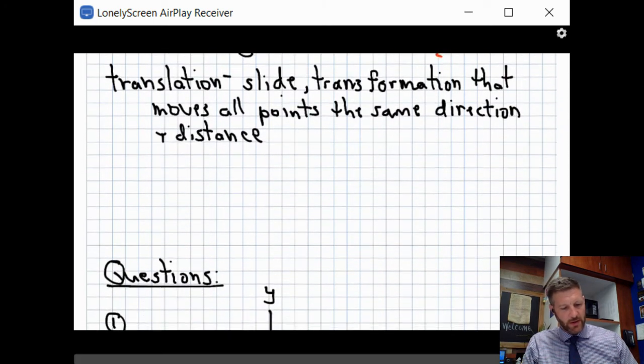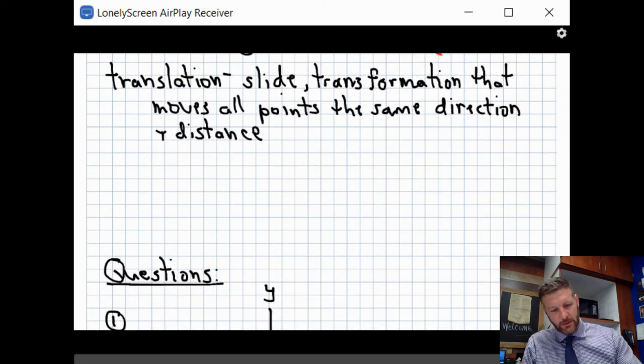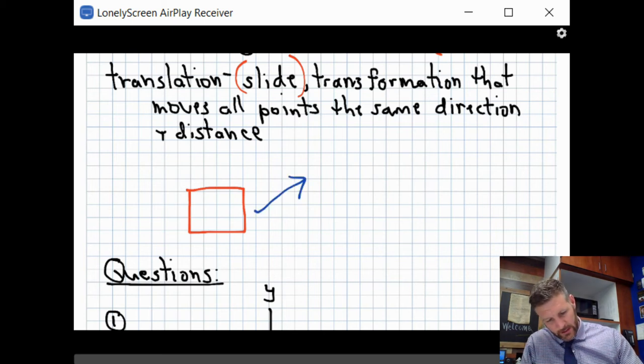And the last one we have is a translation. I already put the short version, but this is known as a slide. This is a transformation that moves all points of a figure the same direction and distance. So if you were to take it and change its location, so if it's here, and then I slide it in a particular direction, now you have the same shape right here. Okay.